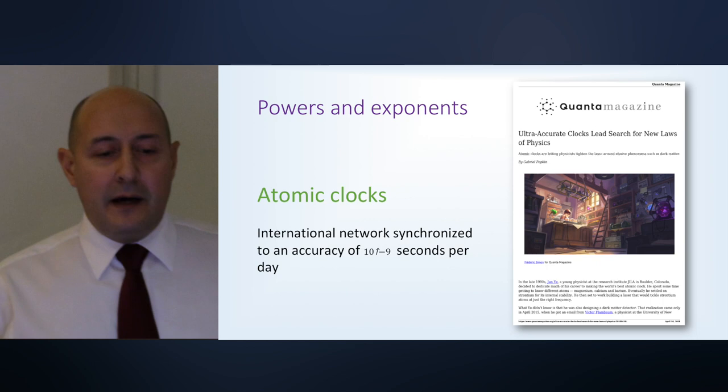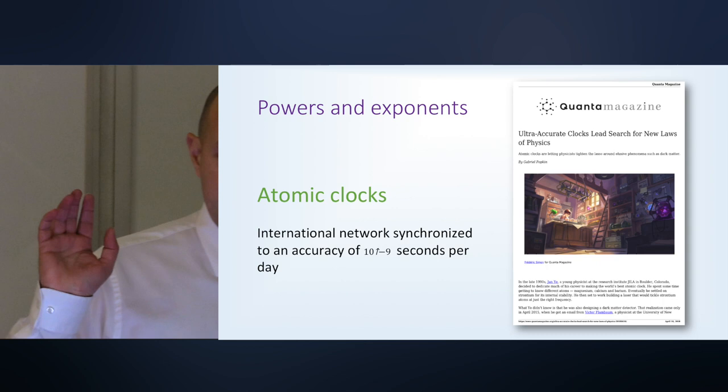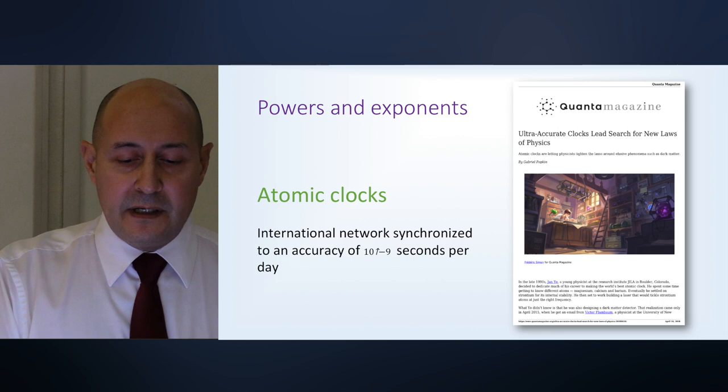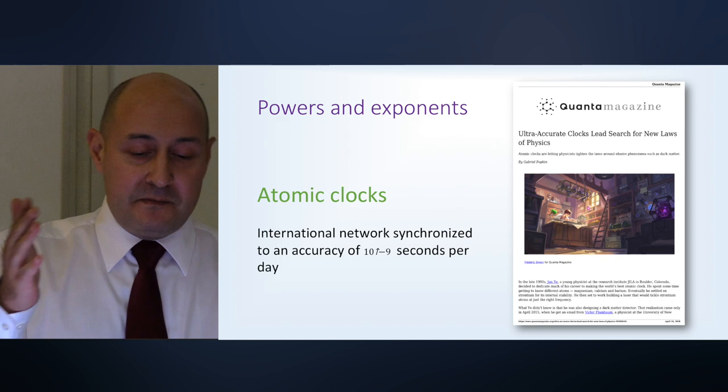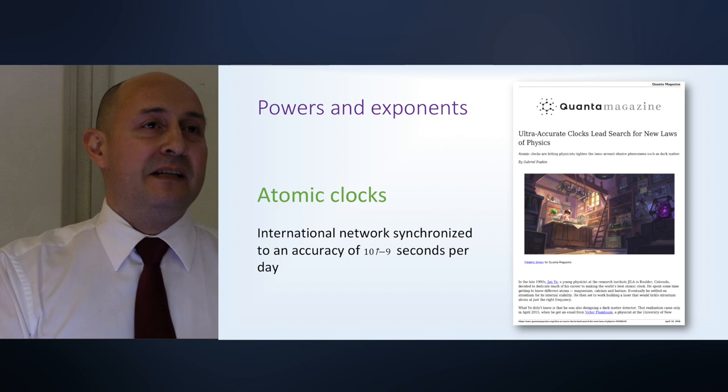Atomic clocks. There's an international network of synchronized atomic clocks that has an accuracy of 10 to the negative 9 seconds per day. This is the error of this network of clocks, right? So that means that 10 to the exponent negative 9 is 1 over 10 to the 9, so it will be 0.8 zeros and the number 1 over there, all right? So that's kind of accurate.